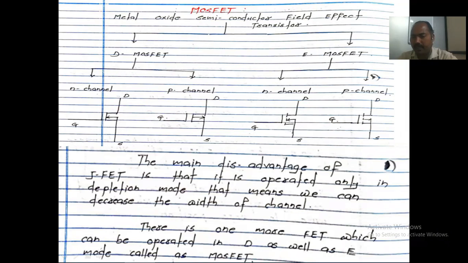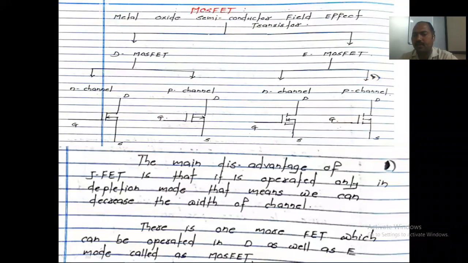See, whatever I am telling you should be discussed over here. The main disadvantage of the JFET is that it operates only in the depletion mode. Depletion mode indicates that it can only increase or decrease the depletion layer, which means it only increases or decreases the size of the channel. That is the thing with respect to the junction field effect transistor. This is the disadvantage, because only one job can be done by the junction field effect transistor. That's why we have designed some other devices.